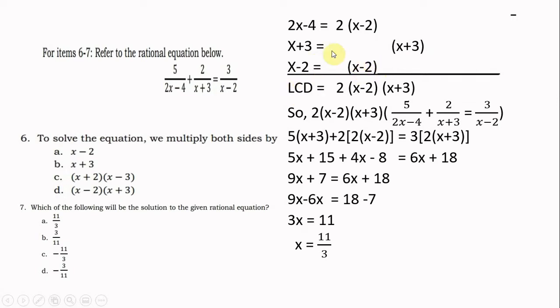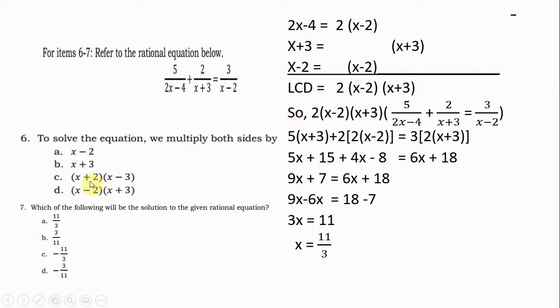Now, to get the LCD, you have to bring down 2 here, and there is one pair of x minus 2, so you write only one, and x plus 3 here. Therefore, the LCD is 2 times quantity x minus 2 times x plus 3. Is there any like this in the choices? There's none. So, therefore, this is the answer.